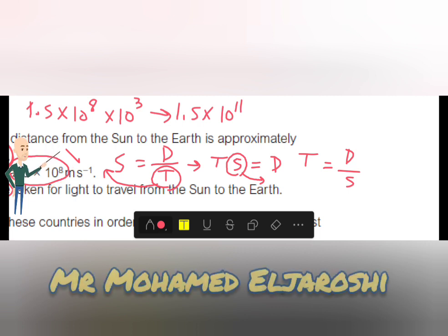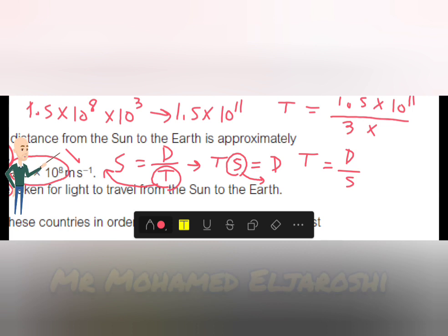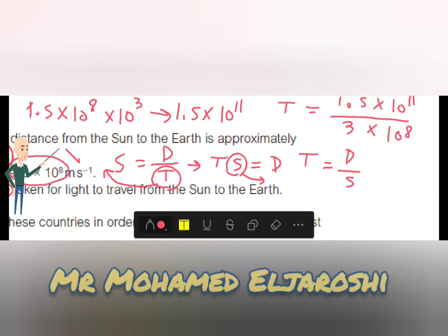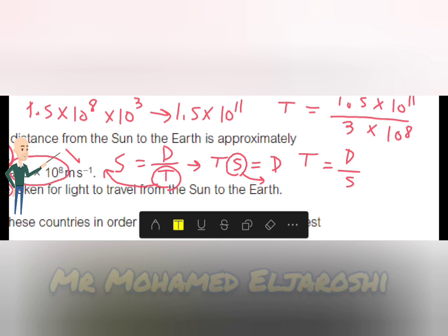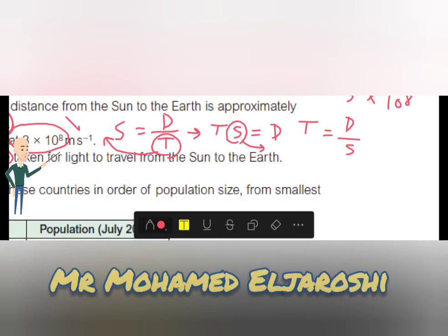Now, let's write it as a formula. Time equals distance, which is 1.5 times 10 power of 11, divided by 3 times 10 power of 8. First thing we do, we divide these numbers. 1.5 divided by 3 equals, very good, 0.5. Let me write it here. No more space here. So it's 0.5.